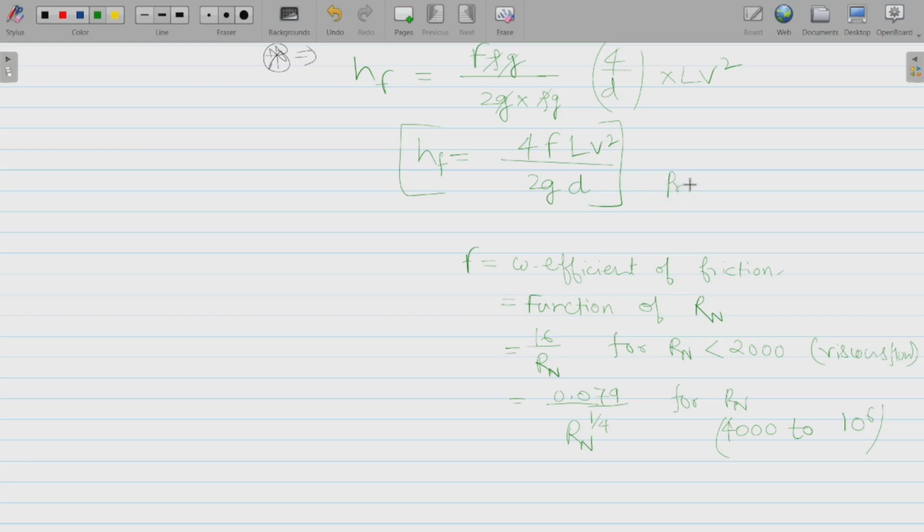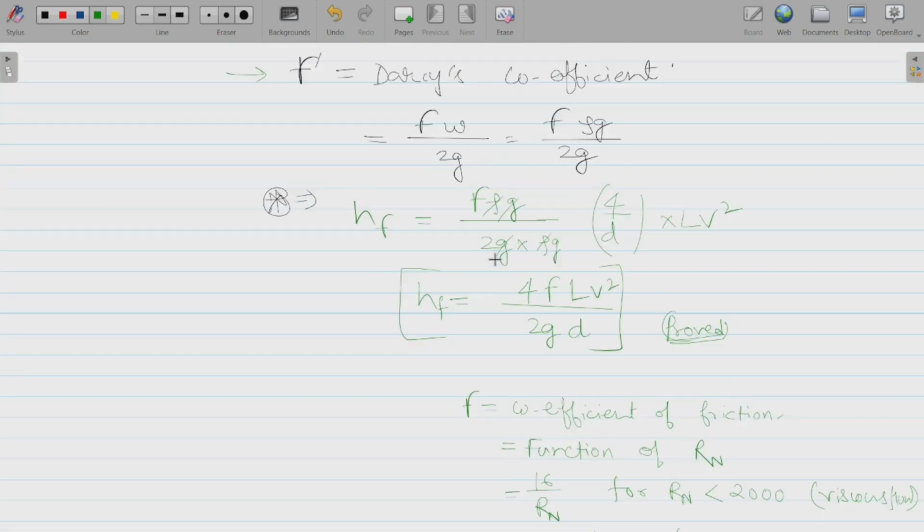And this is the proof. This is already proved, okay. So this is what is actually required from you from the exam point of view. So this is very easy.